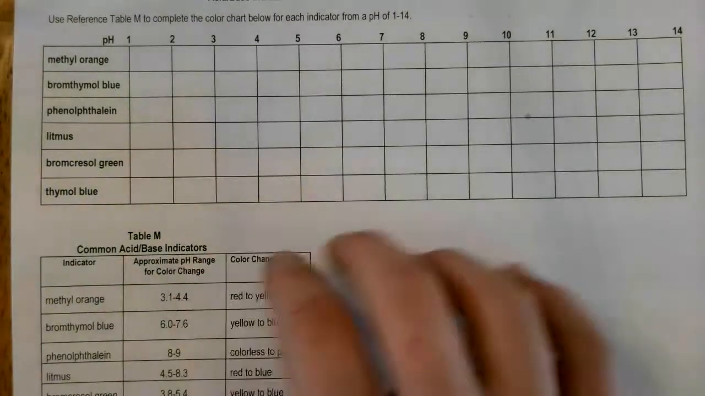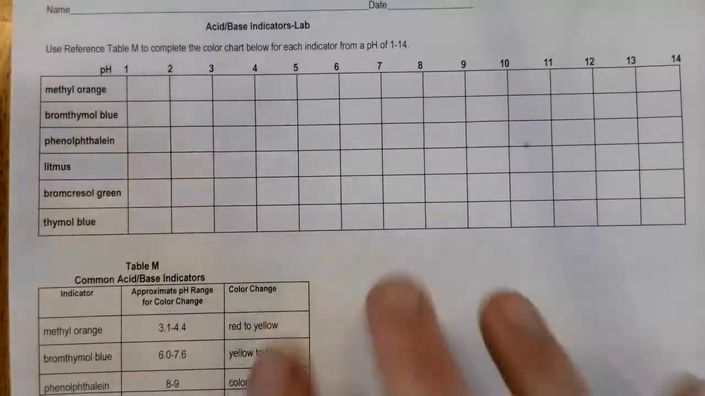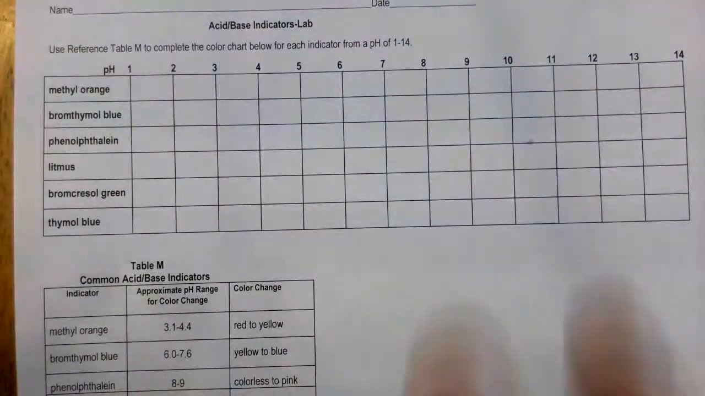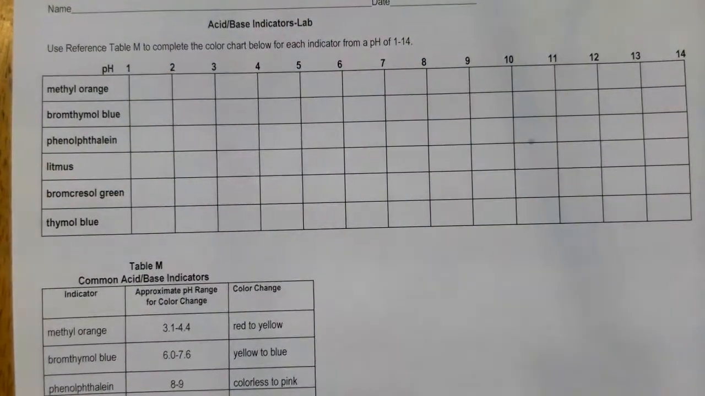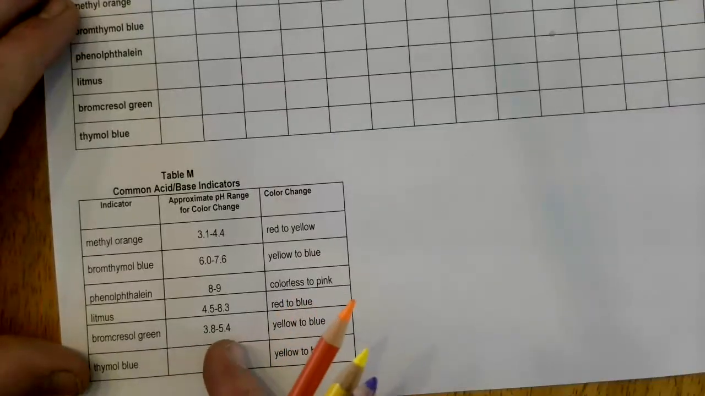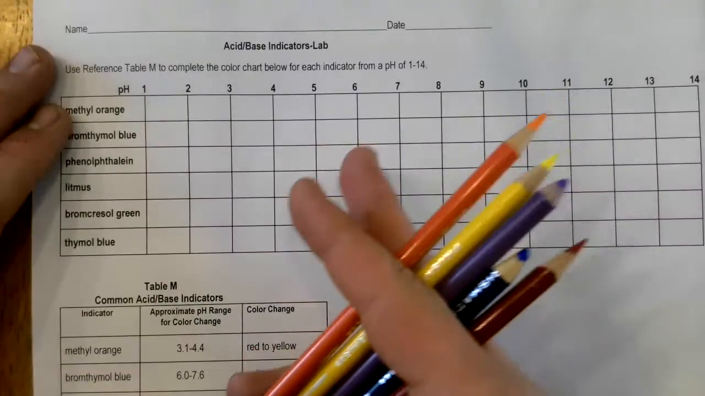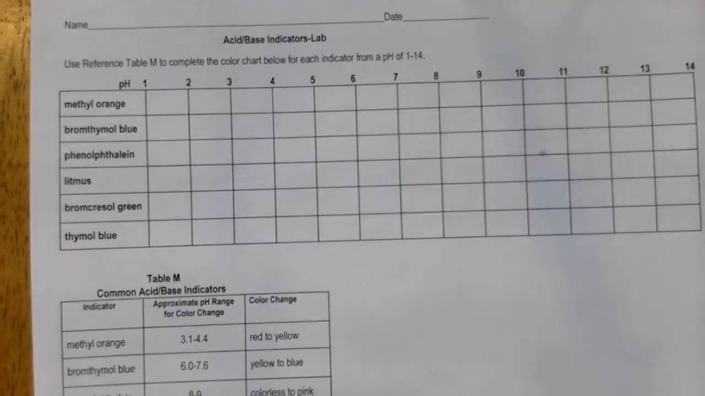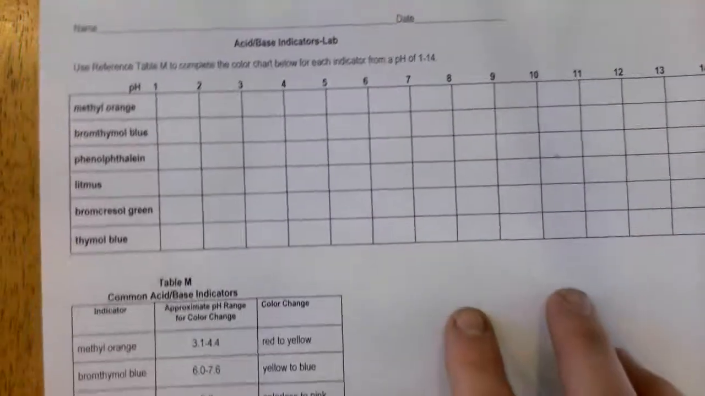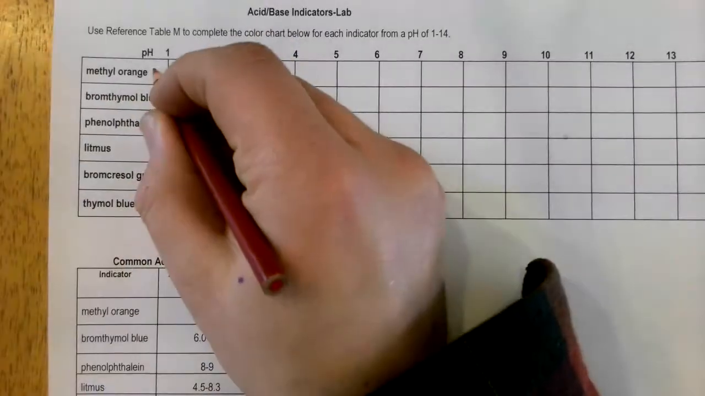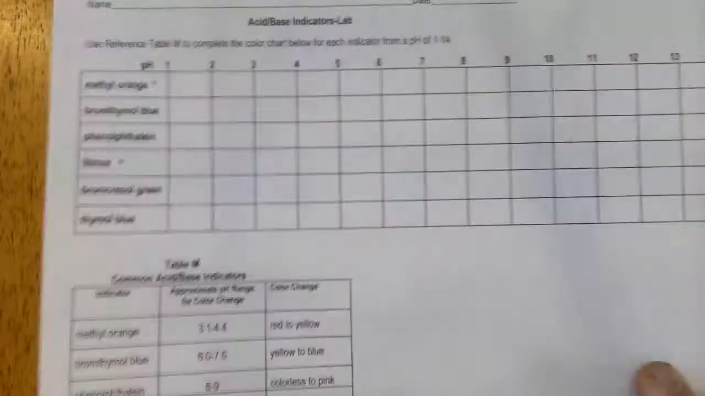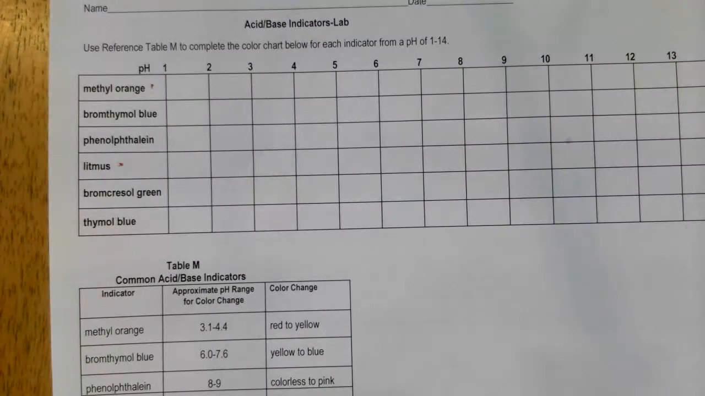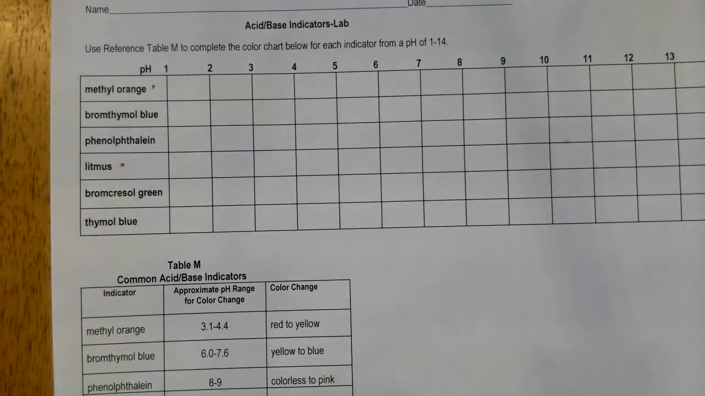Basically what we're going to do is take table M and create a color scheme for every single pH from 1 to 14 using the ranges of what I've taught you, as well as all 14 pHs. So I'm going to do two of them with you. I'm going to do methyl orange and I'm going to do litmus. I really suggest you follow with me and then go and do the rest of the activity on your own.